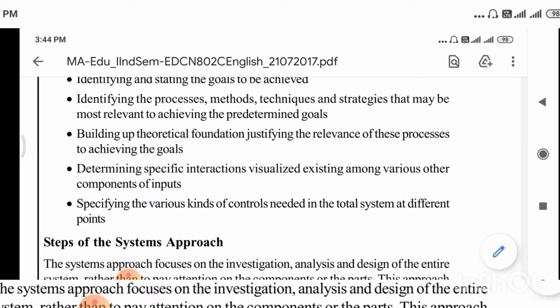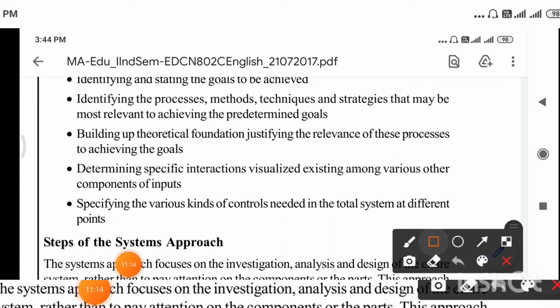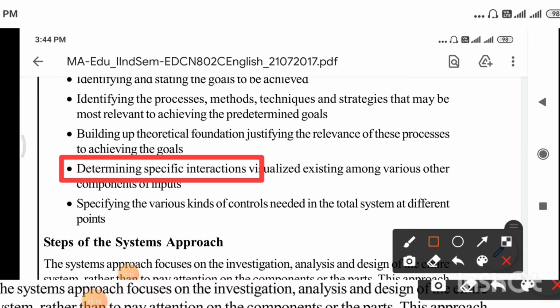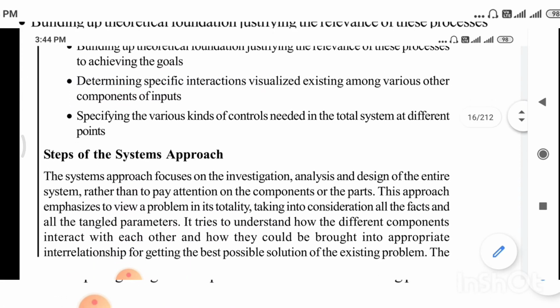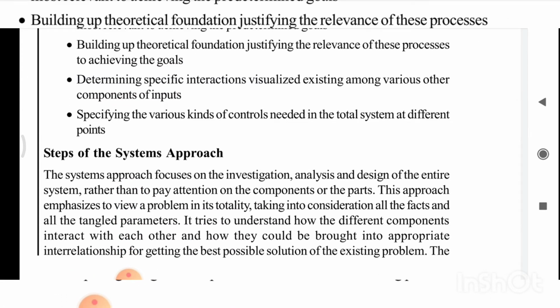Now the next is determining the specific interactions, visualizing those existing among the various components of input. It's very important for any system or organization to determine the specific interactions. The interaction is a very important part. Just imagine an organization where the employees don't talk among themselves. Do you think that kind of organization can grow? No, that's not possible.